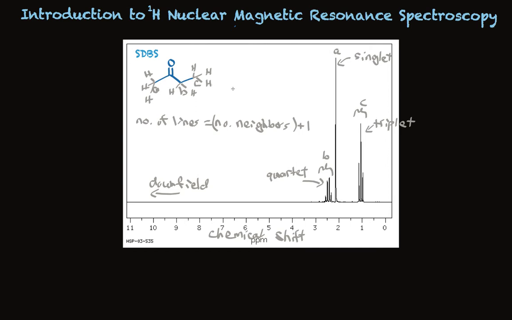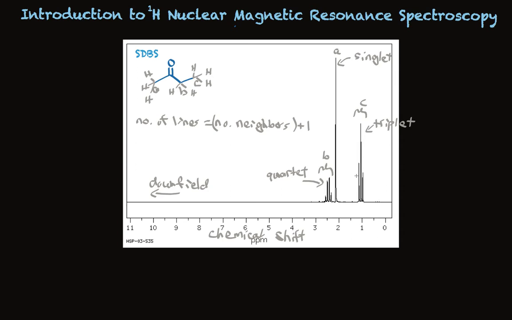The signal for B should be a 4-line pattern, the quartet we see here. When we look at the signal for C, it has 2 neighbors. 2 plus 1 is 3. That signal should be a 3-line pattern, a triplet. Now take a look at this.